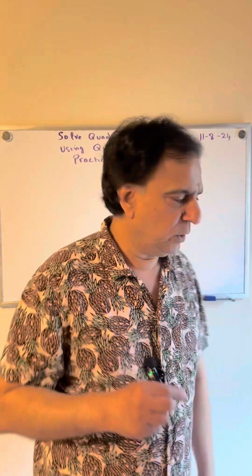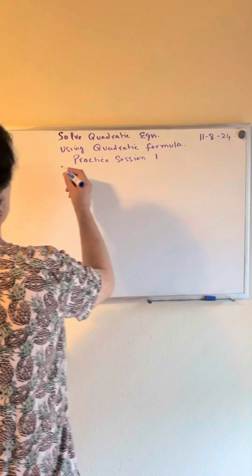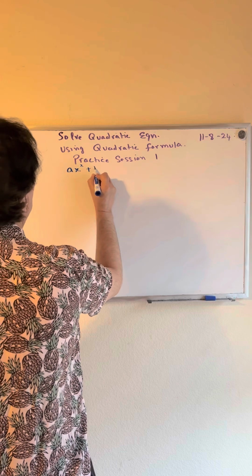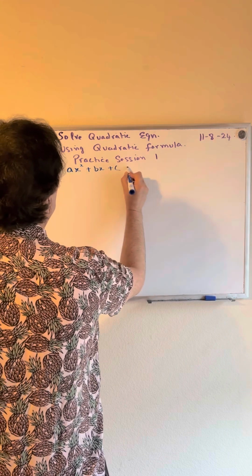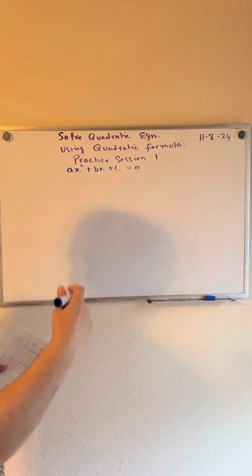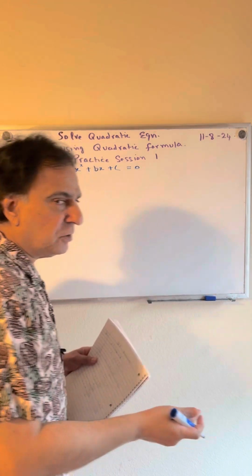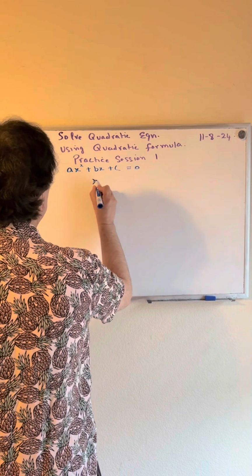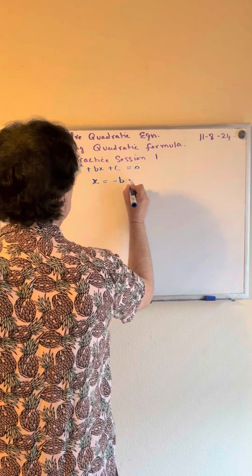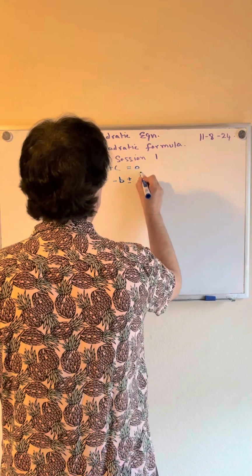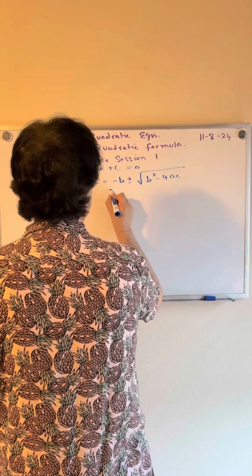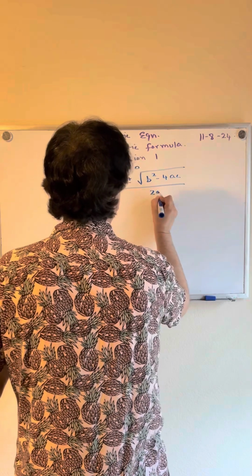At that time, you use the quadratic formula. This is the standard format of a quadratic equation: ax squared plus bx plus c is equal to 0. And the quadratic formula, if you're not able to find the factors using the traditional way or the big X technique, is x is equal to minus b plus or minus the square root of b squared minus 4ac, the whole thing over 2a.